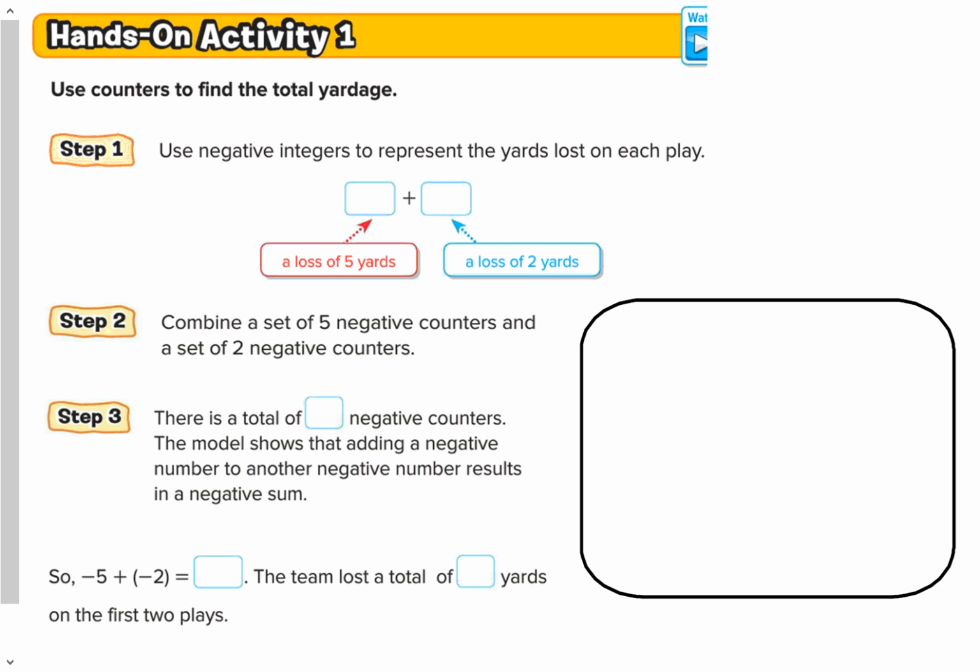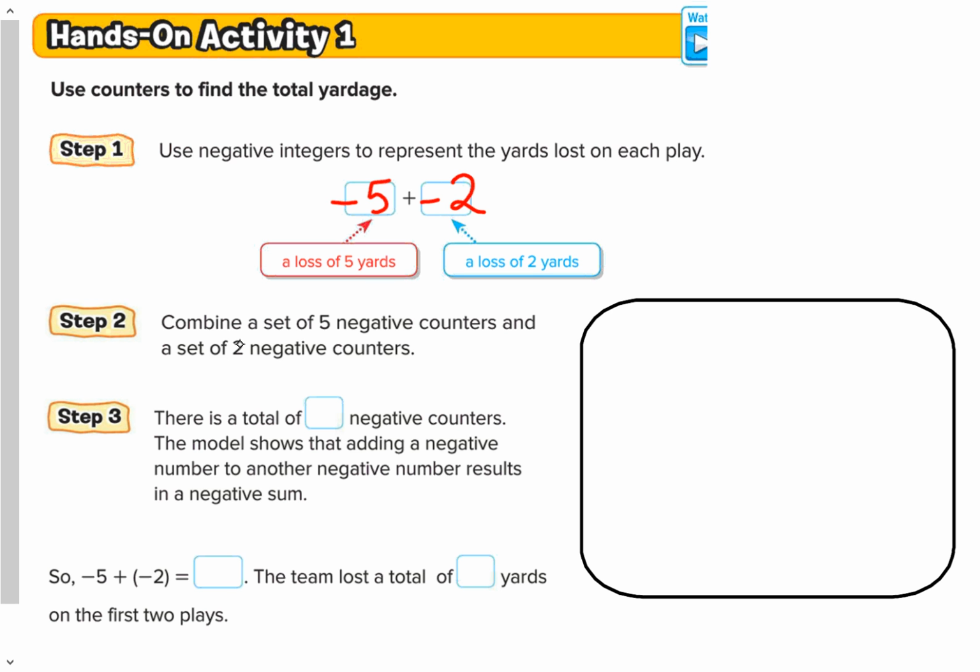So if you're talking about a loss of 5 yards, you know that you're going to have -5 to represent this because it was a loss. And if you're going to have a loss of 2 yards, you know again that's going to be -2. So now what we're going to do is we're going to model -5 and -2.